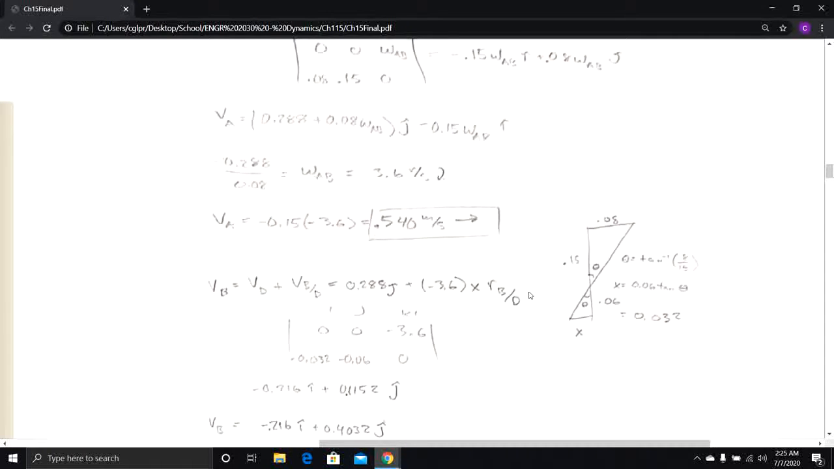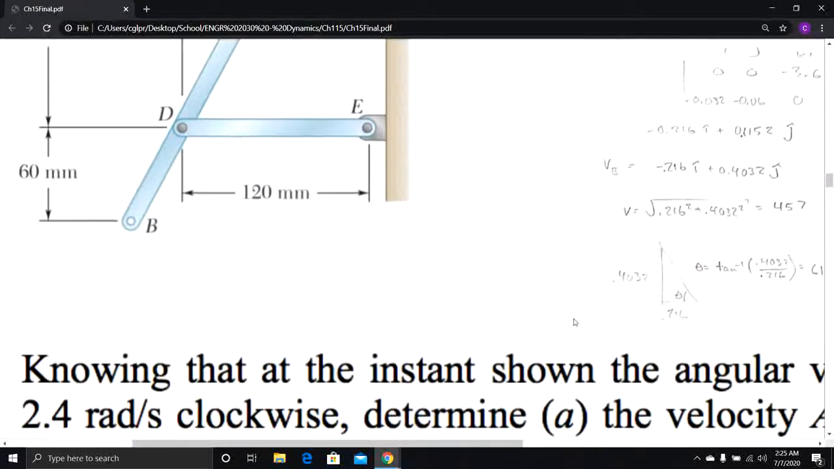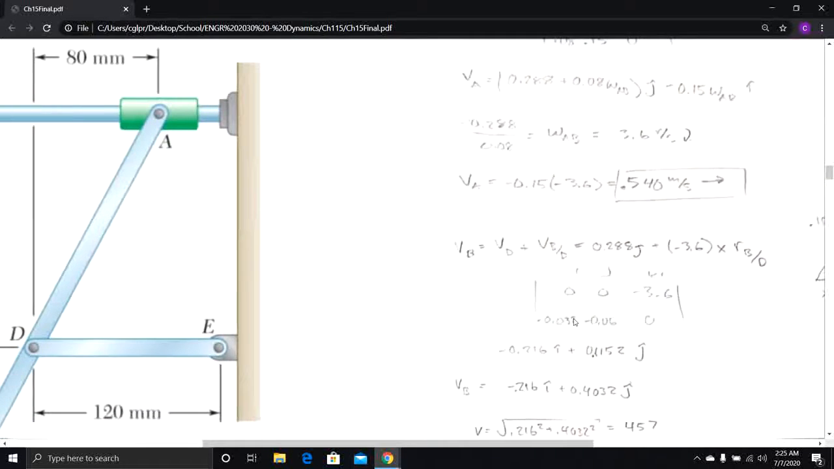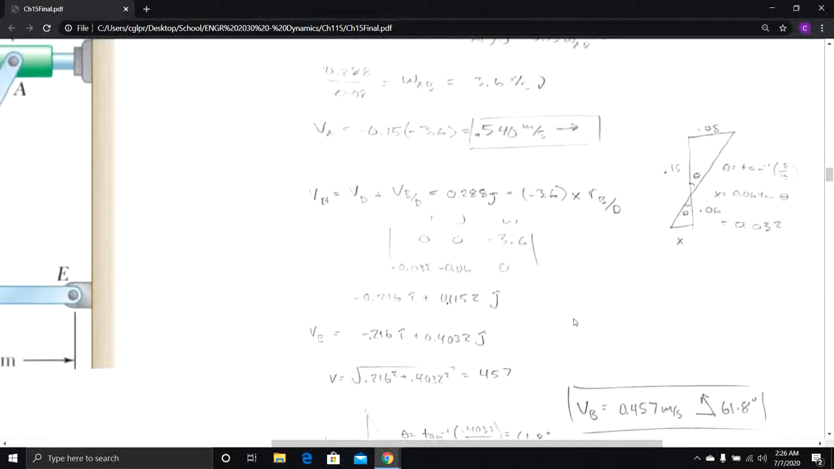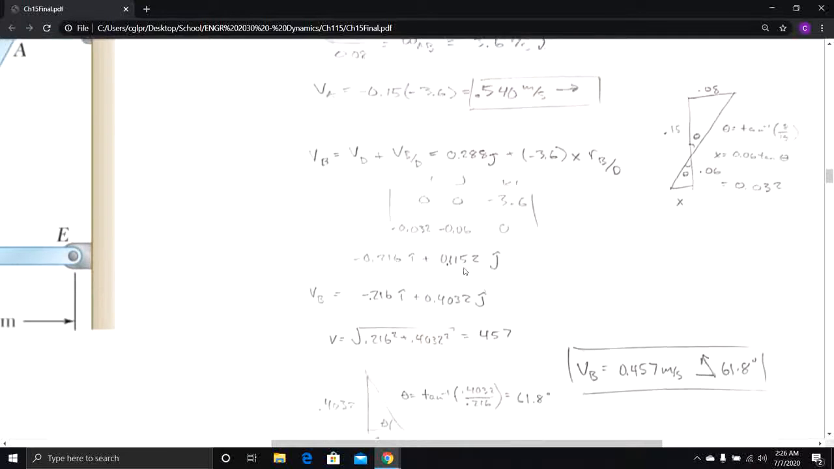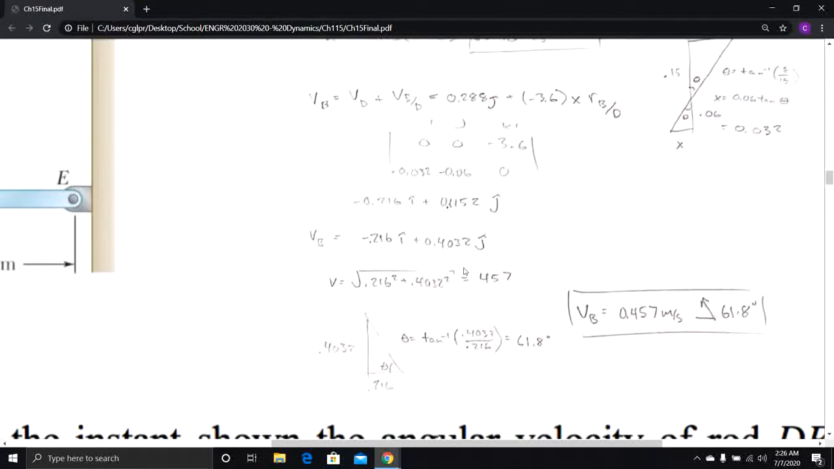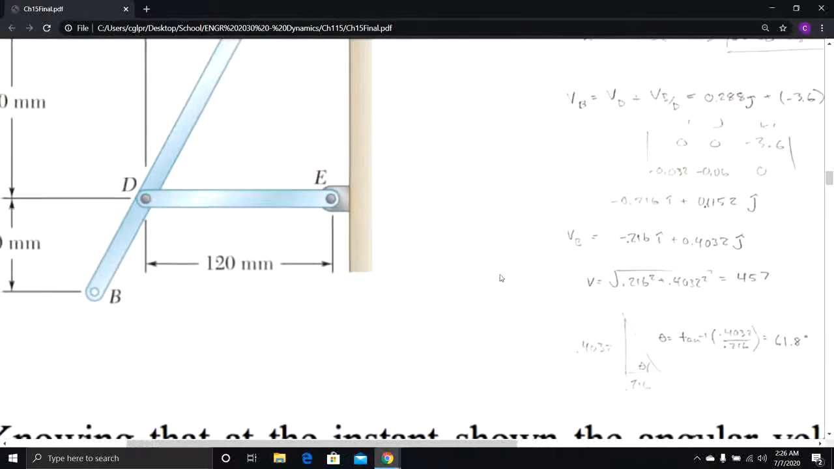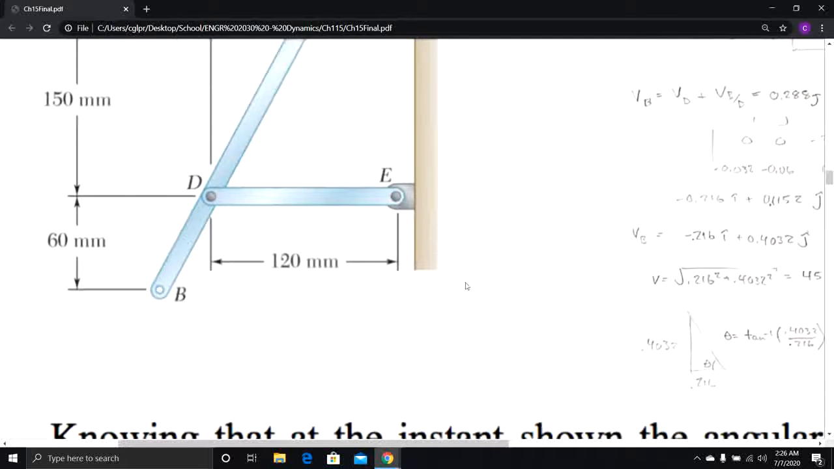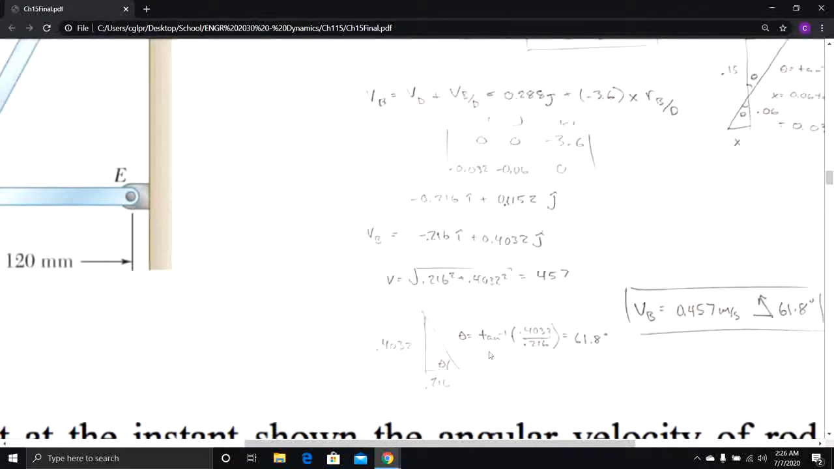To be able to find R for B relative to D, I had to draw this triangle, do a little bit of math to be able to find the length here because it wasn't given. Then just do the same thing. Again, I found the velocity of D right away. Just got to do the cross product here. And then, because D is going to be free to move in both the I and the J directions, I want to find its magnitude and its angle.